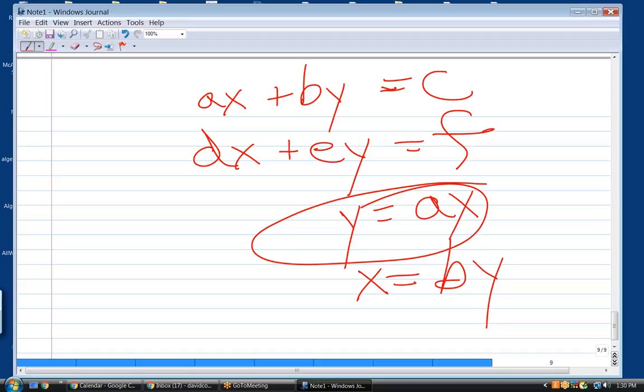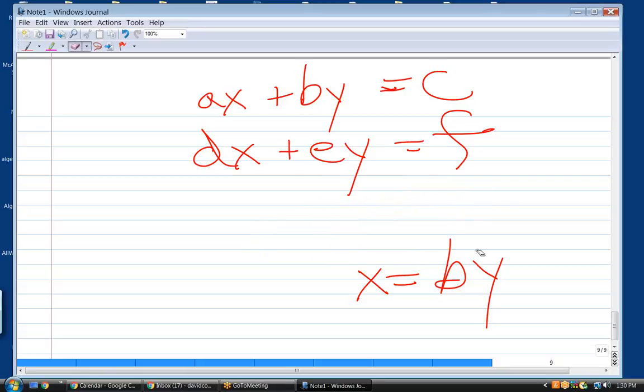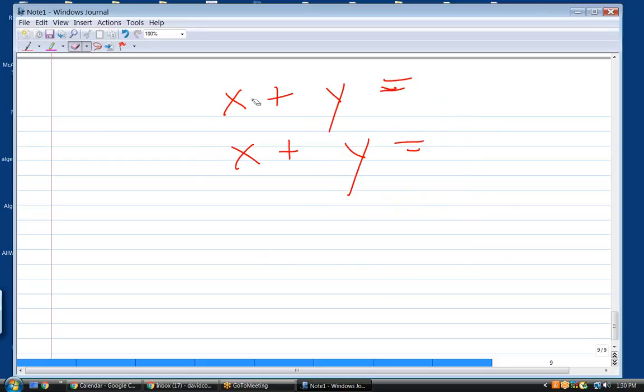When I use substitution, I will take one of the equations and change it from 2 variables to 1 variable. And as soon as you get down to 1 variable and 1 equation, you're going to be able to solve it. Okay? So this is considered standard format. An example might be the following.